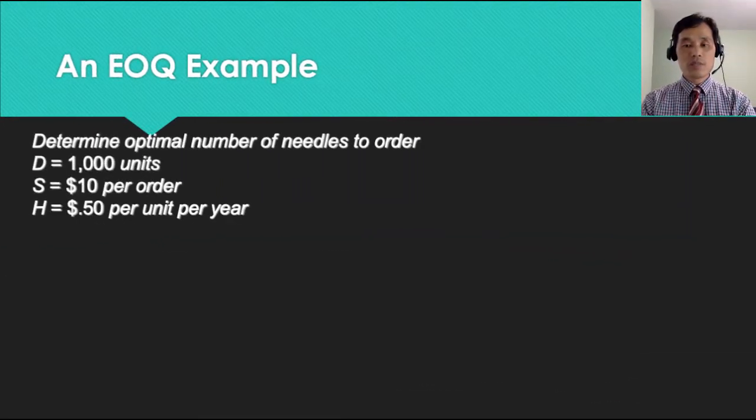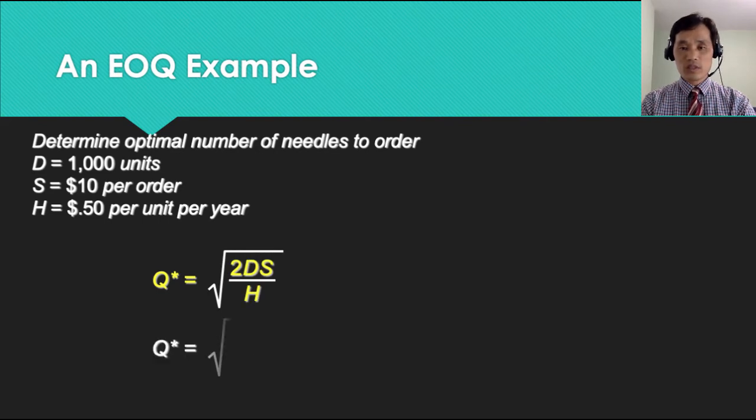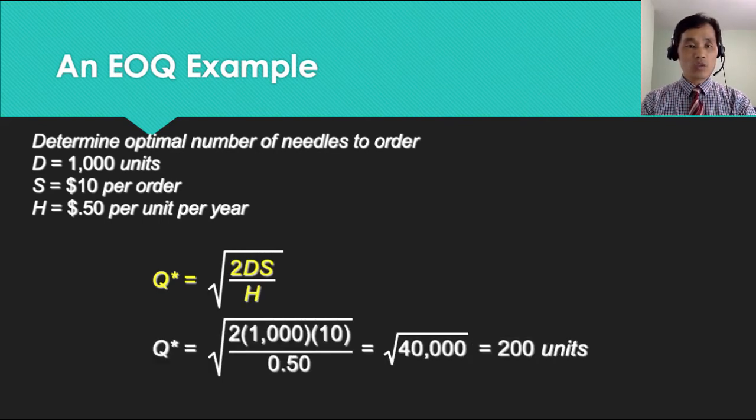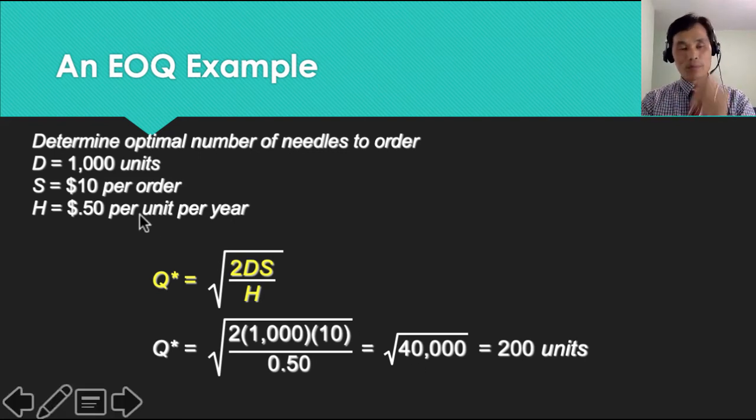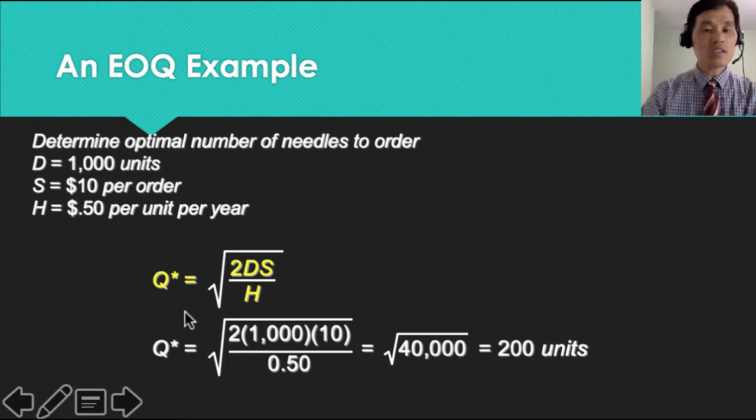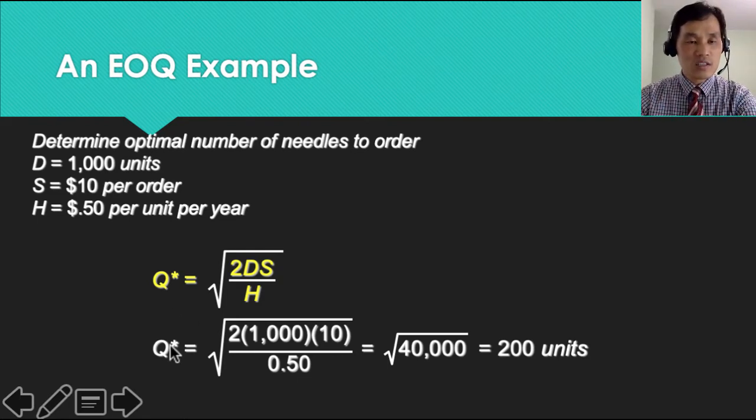Here is a simple example of an EOQ. Say you have annual demand of 1,000, a setup cost of $10 per order, and handling costs of 50 cents per unit per year. Then you can put them into this EOQ formula, and you will find that the economic order quantity at a time will be 200 units.